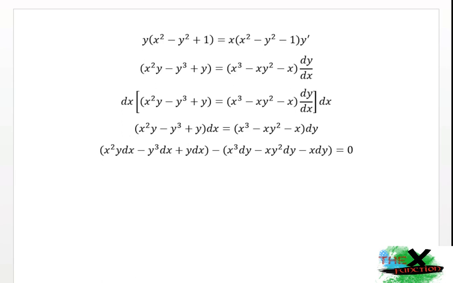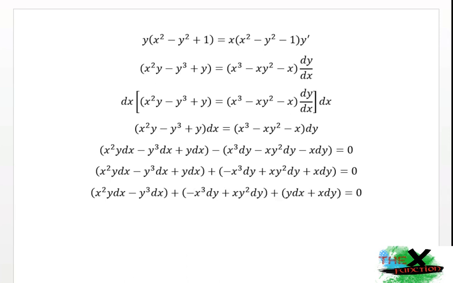Next is to distribute the negative sign to the second term. So we have x squared y dx minus y cubed dx plus y dx plus the quantity of negative x cubed dy plus xy squared dy plus x dy is equal to 0. Next is to group y dx and x dy.